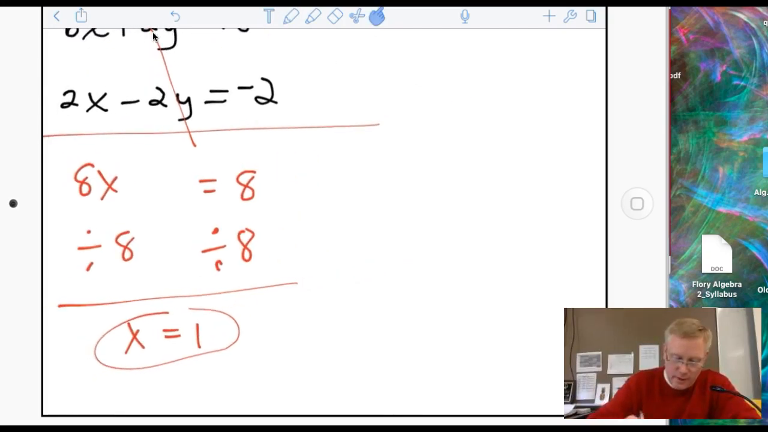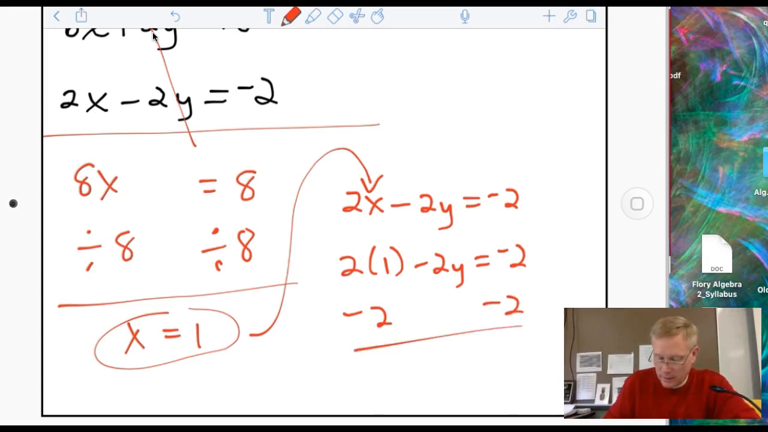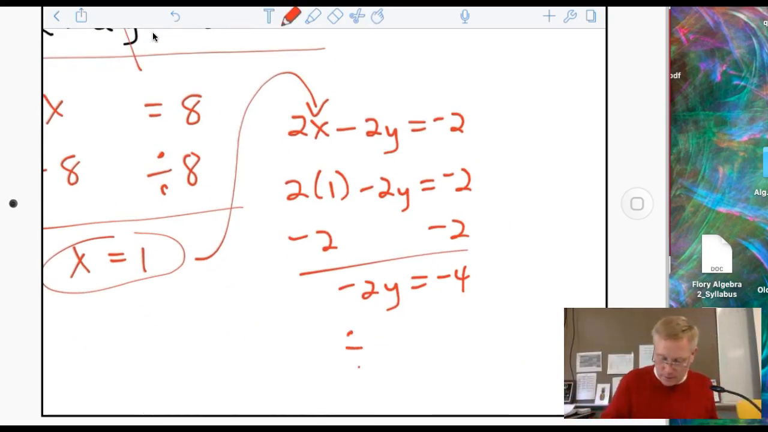Now I've got to get the second answer, which means I'm going to take one of those equations. I'm going to take the second one, 2x minus 2y equals negative 2, and plug in the 1 and see what I get. So that's 2 minus 2y. If I subtract 2 from both sides, I get negative 2y equals negative 4. And if I divide by negative 2, I get y equals 2.